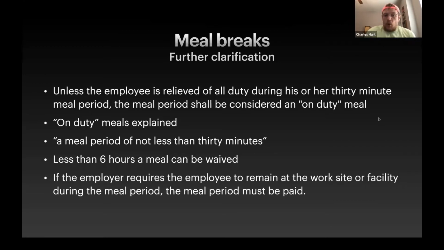If the employer requires the employee to remain at work, which you are allowed to do, they must be paid. So the meal period must be a paid period. Sometimes employers don't want their employees to leave, but if they have that as a requirement, then they will be required to pay those employees while they're doing their meal period at work.